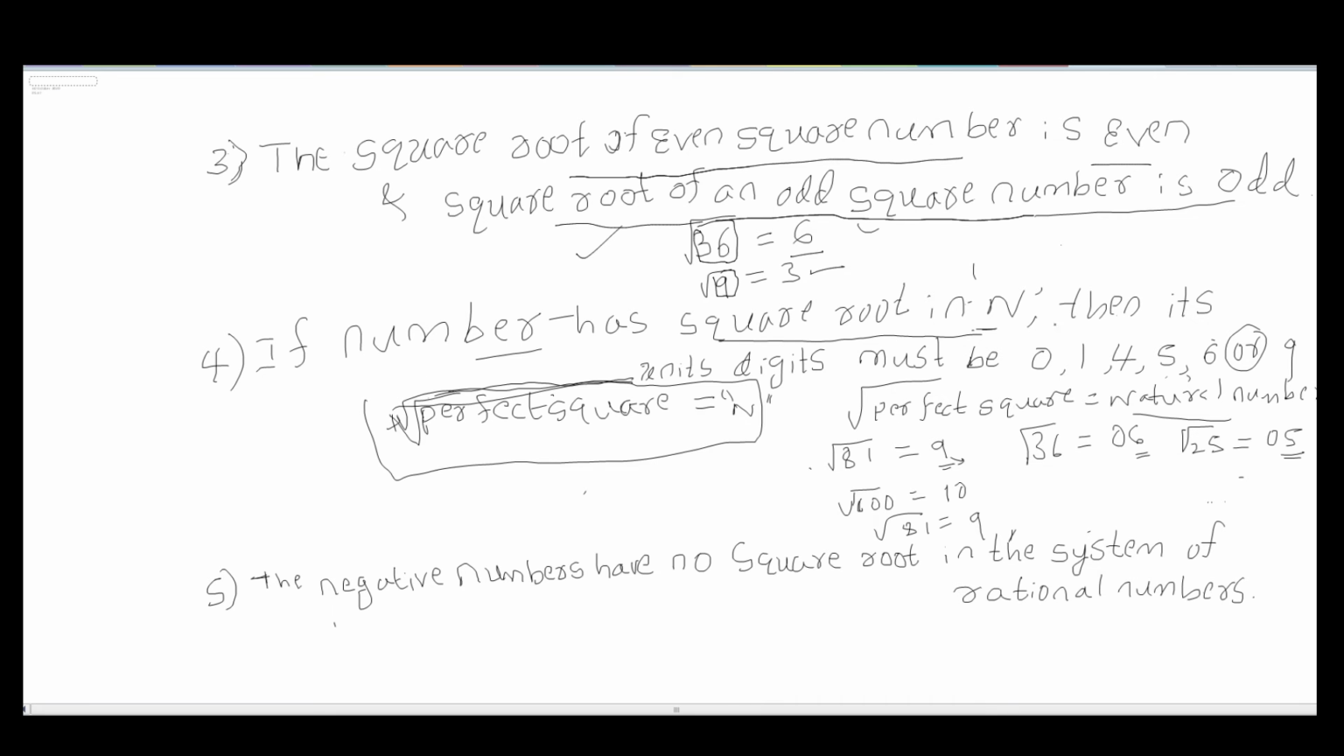Then, if a number has a square root in natural numbers, it should be a perfect square. Very simple. For example, the square root of 36 is 6, which belongs to N. Therefore, I can say 36 is a perfect square.